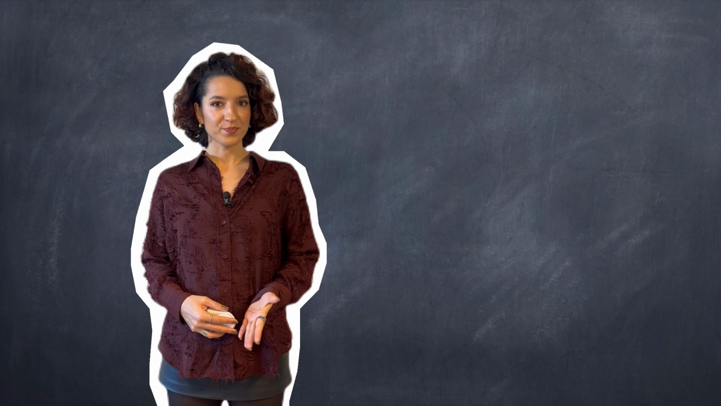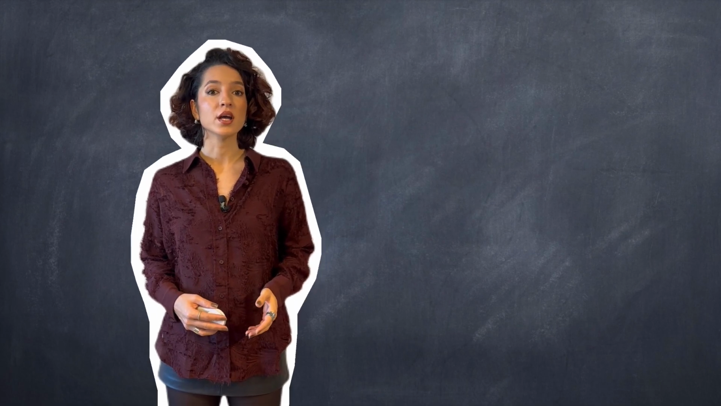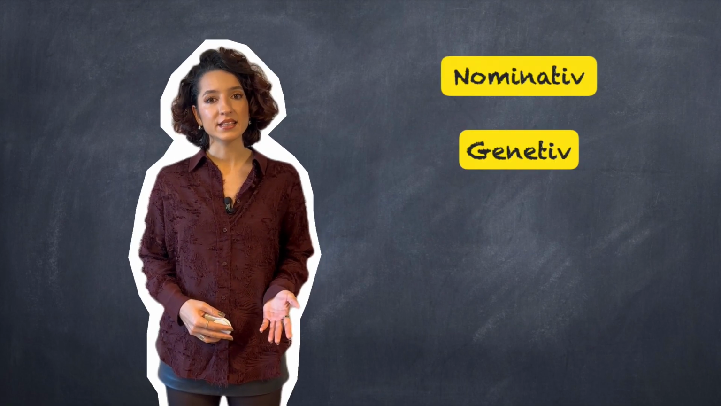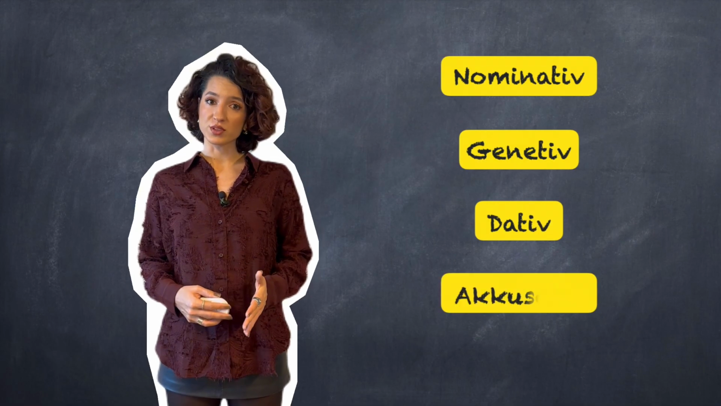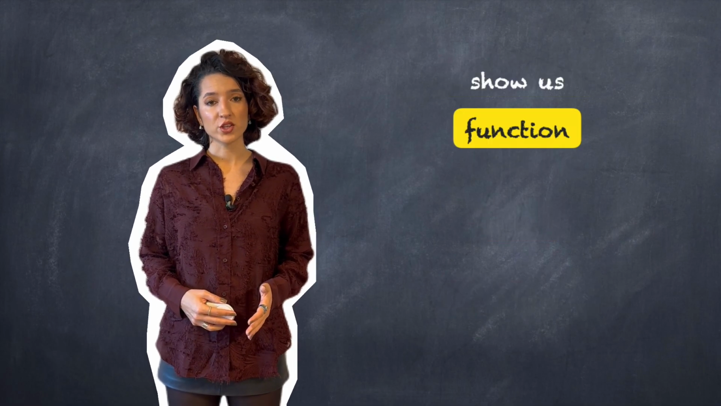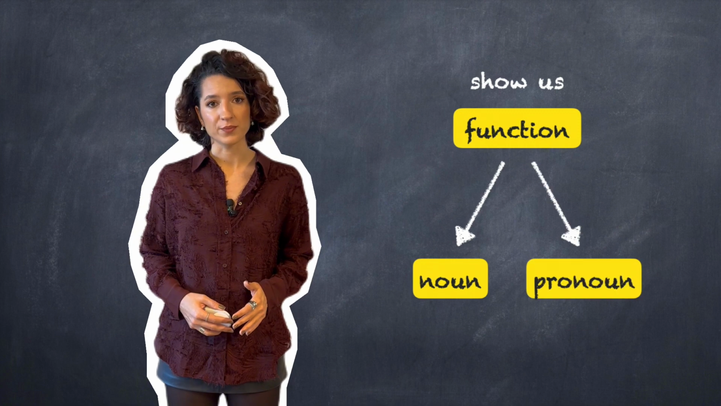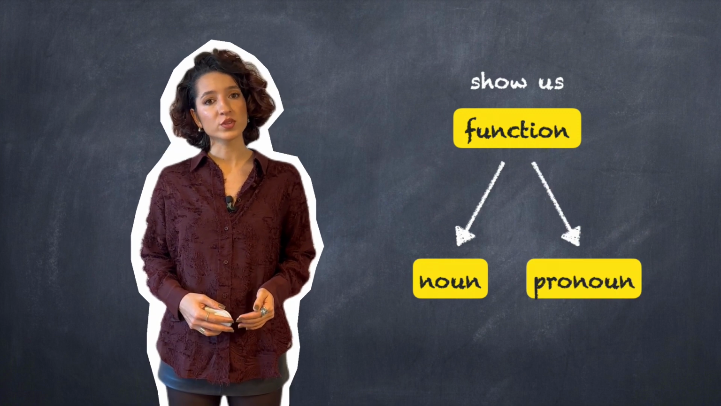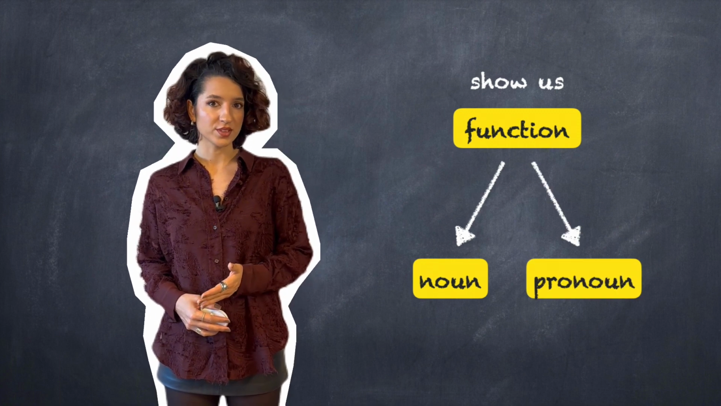First things first. The 4 German cases are Nominativ, Genitiv, Dativ and Akkusativ, and they show us the function of a noun or a pronoun. In this video, we will focus on the nouns and not on the pronouns.